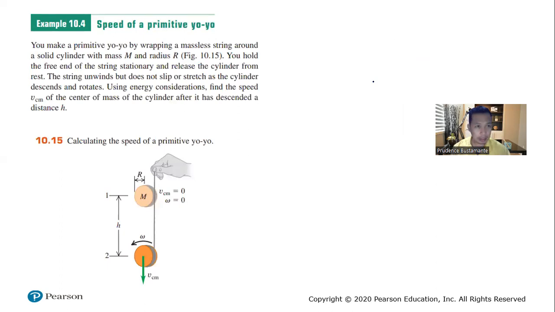So we have here a particular example. You make a primitive yo-yo by wrapping a massless string around a solid cylinder with mass M and radius R. You hold the free end of the string stationary and release the cylinder from rest. The string unwinds but does not slip or stretch as the cylinder descends and rotates. Using energy considerations, find the speed v center of mass of the cylinder after it has descended a distance h.